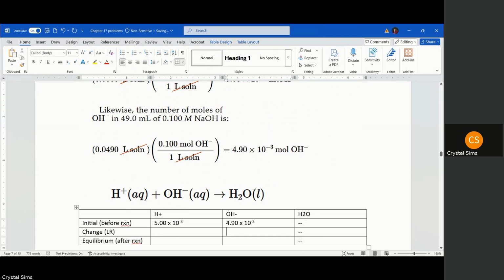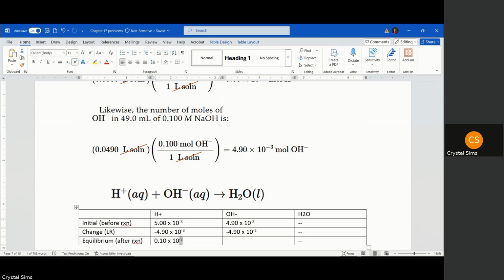Since we have less hydroxide and it becomes our limiting reactant, we're going to run out of it. So it's just going to be minus 4.9 times 10 to the negative 3. And we're going to do this to the hydrogen ions as well. So that we have 0.10 times 10 to the negative 3. And so that's how much we're going to have of our hydrogen ions after this reaction has occurred.